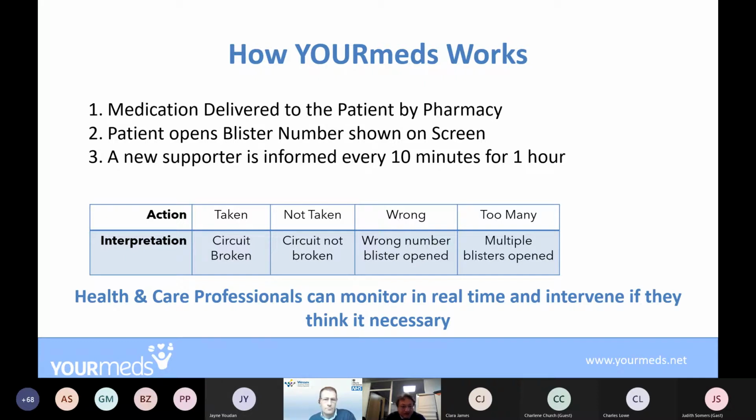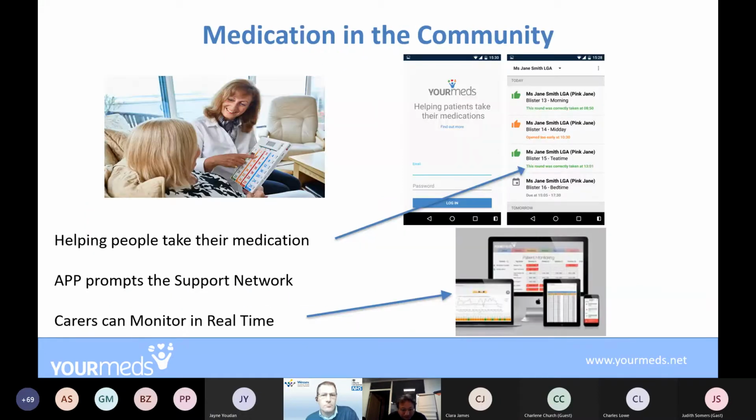So YOURmeds offers really a dual role. It's a standalone product that can be used as a medication support solution or a key component of remote monitoring and prediction. We operate an open API and are happy to integrate our data with other remote monitoring and predictive system companies. Peter, can I get the next slide, please?